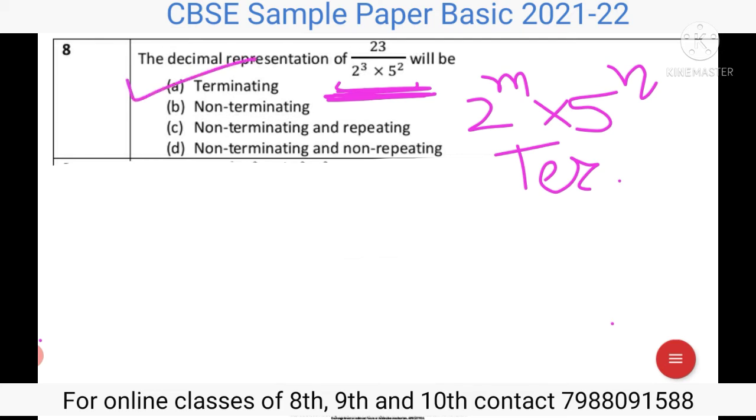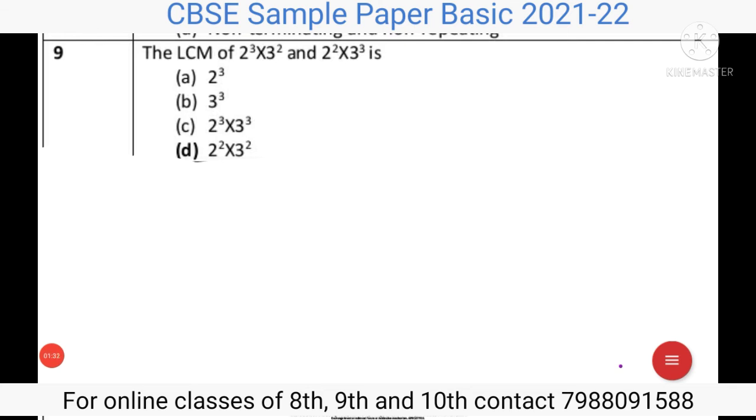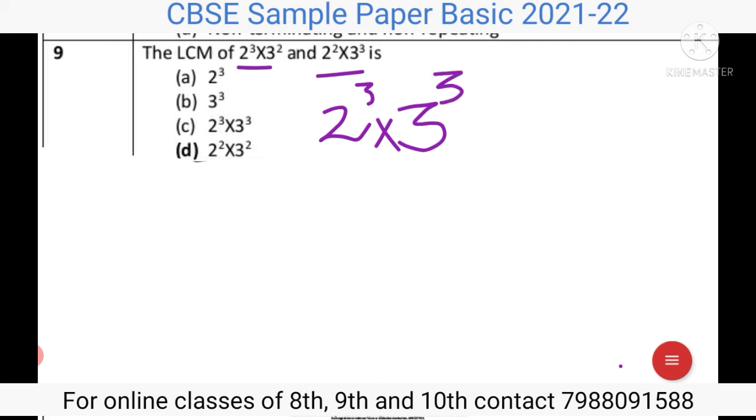and A is the correct answer. In question number 9, we have to find the LCM of these two, and we know that in LCM we take the higher power which occurs in the given numbers. So our LCM will be 2 raised to power 3 as it is the higher, and 3 raised to power 3 as it is the higher. So C option is the correct answer.